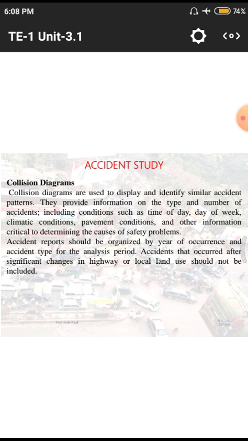Next one, climatic conditions. In the previous classes also, we discussed these climatic conditions. In the rainy and winter seasons, we have smog and water effects on the road surface and in hilly areas, so this also leads to collisions.